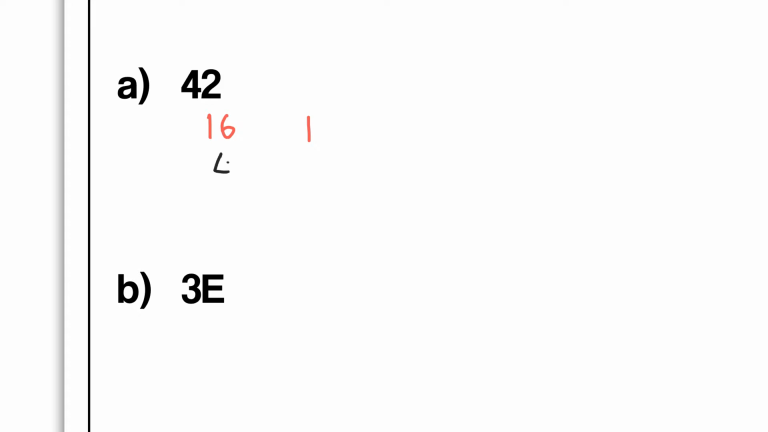Okay, I'm writing it in. 4 and 2. How do we do the sum? Well, it's 4 times by 16 plus 2 times by 1. So 4 times 16 is 64, plus 2 is going to be 66.